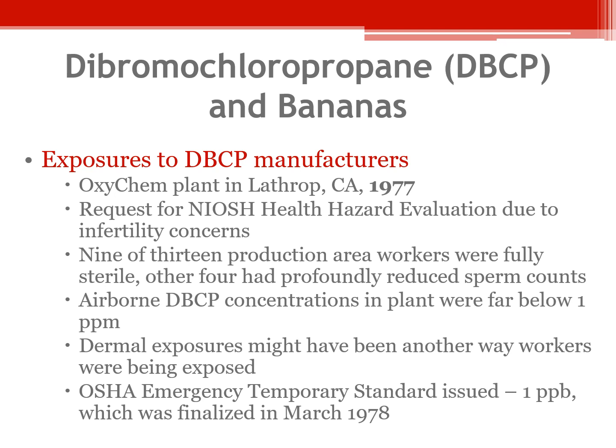So what OSHA did was issue an emergency temporary standard, which was 1 part per billion as an 8-hour time-weighted average. In other words, the DBCP maximum allowable concentration in workplace air was reduced to 1/1000th of the level that it used to be. This emergency temporary standard was finalized in March of 1978. So from that point on, no workers who produced DBCP in the US were permitted to be exposed to more than 1 part per billion as an 8-hour time-weighted average.